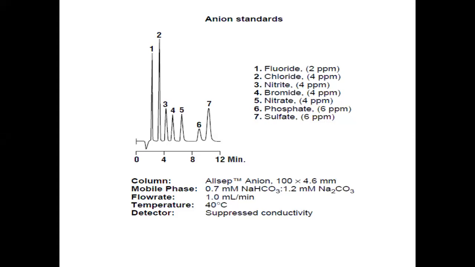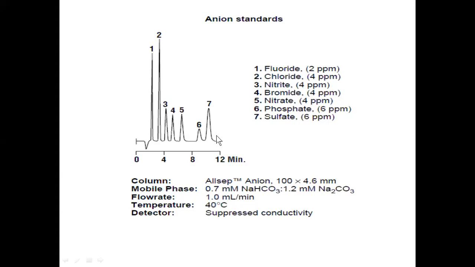So within 12 minutes, fluoride, chloride, nitrite, bromide, nitrate, phosphate and sulfate are separated. In terms of concentration, you can look at 2 ppm, 4 ppm, 4 ppm, 4 ppm, 4 ppm, 6 ppm and 6 ppm. Very low concentration. So even in the presence of very, very low amounts of the solutes in the sample, you can have a reasonable height of the chromatographic peaks. So the resolution is very good.